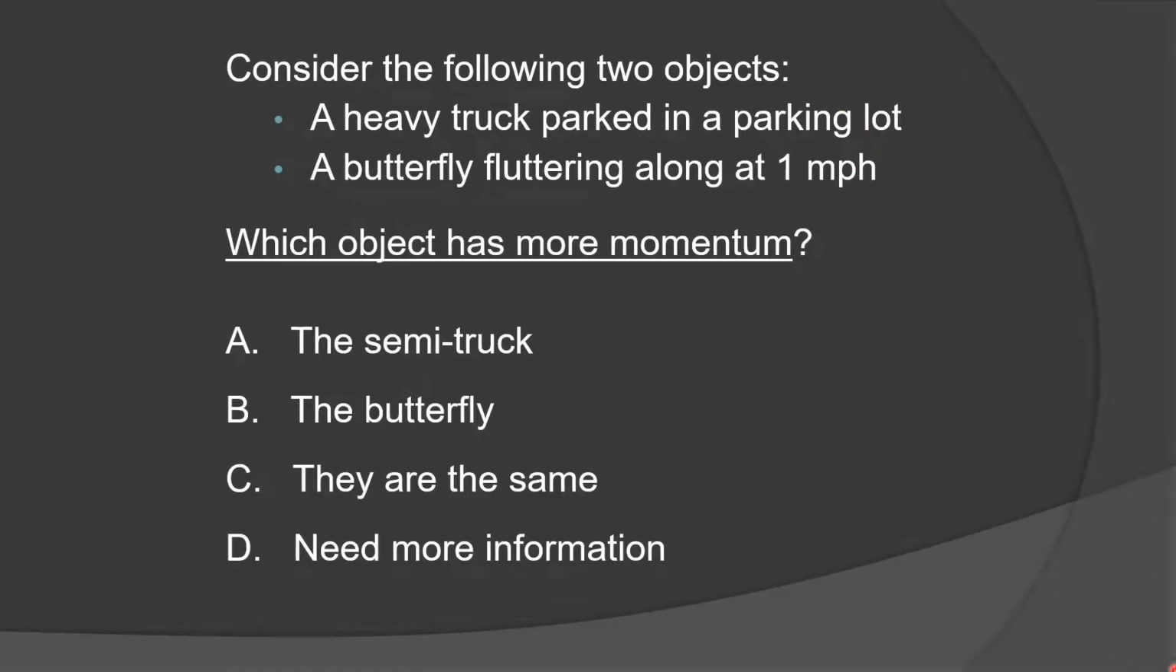All right, last question. We had a heavy truck parked in a parking lot and a butterfly fluttering along at 1 mile per hour. At this point, I hope it's obvious that the butterfly would have more momentum. Similar to our previous discussion, a parked heavy truck has 0 momentum. It doesn't matter how much mass an object has, if it's not moving, there's no momentum. The butterfly is tiny in terms of mass, and it has a very low speed, so its momentum is small, but it's not 0, and therefore it's bigger than the truck, no matter what the truck weighs.